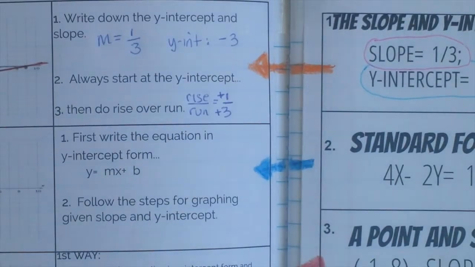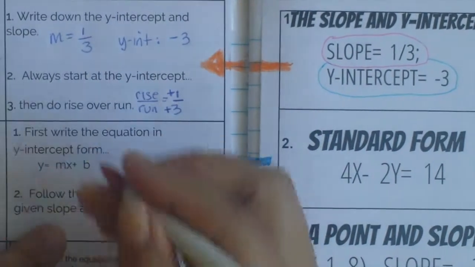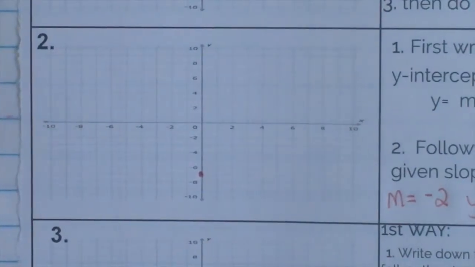First I need to know what the slope is. M is equal to 2 and b, the y-intercept, is equal to negative 7. Alright, so I made a mistake earlier, so I kind of fast forwarded through this.